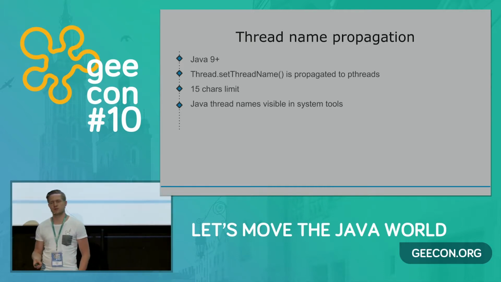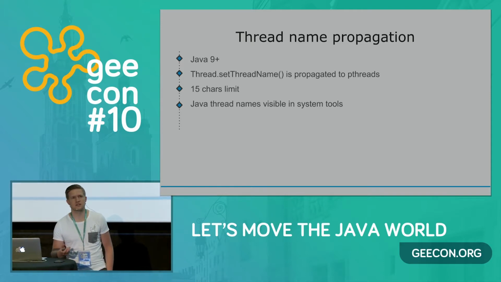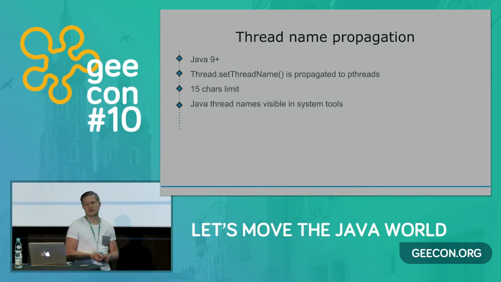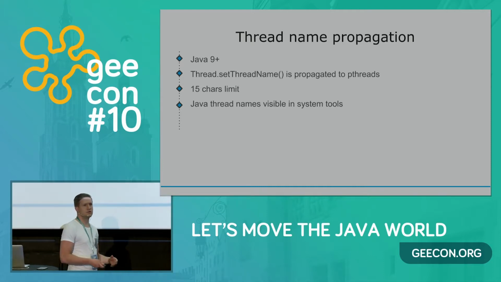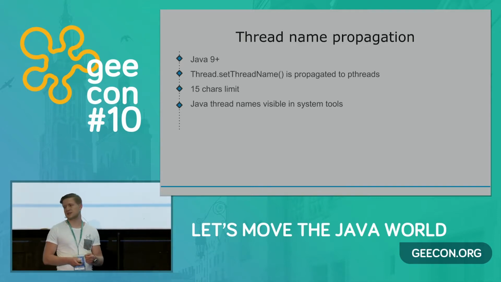The operating system becomes aware of the name. Well, not all of it. It's only 15 chars, so there is a hard limit on the length. But anyway, it means that Java thread names become visible in system tools without any mix and match from JStack.